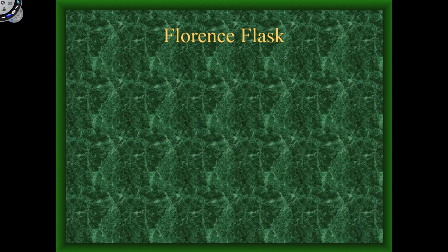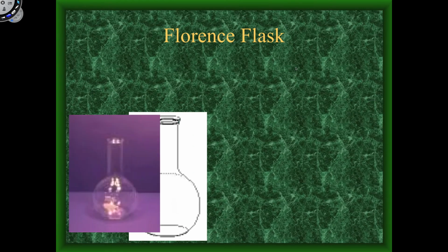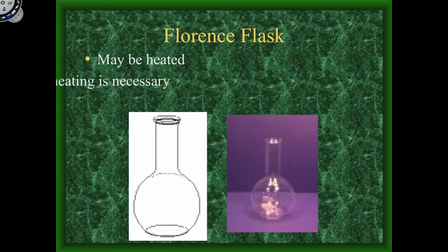Another type of flask is a Florence flask. And a Florence flask is also something that can be used in heating, but it traditionally, just because of the shape of it, is used when you want to do a slow heating. So you're not going to titrate with a Florence flask. You're going to use it to heat something, but typically it's going to be something that you want to heat slowly.